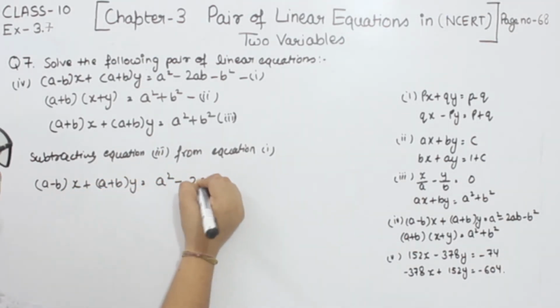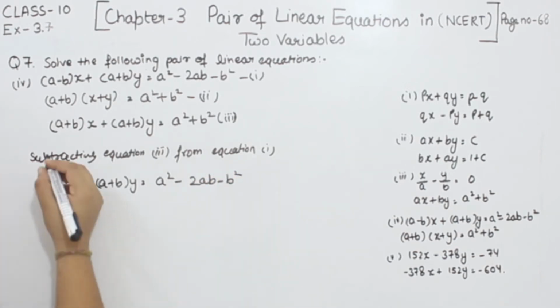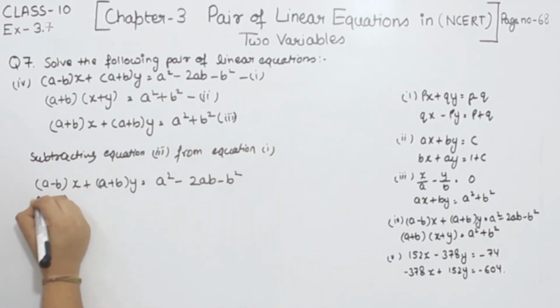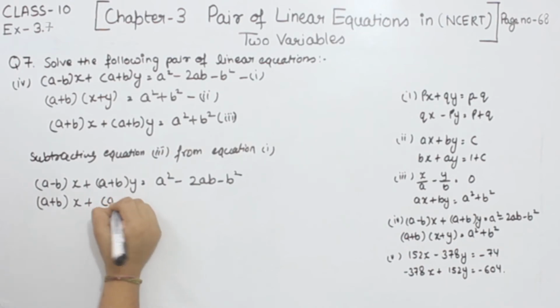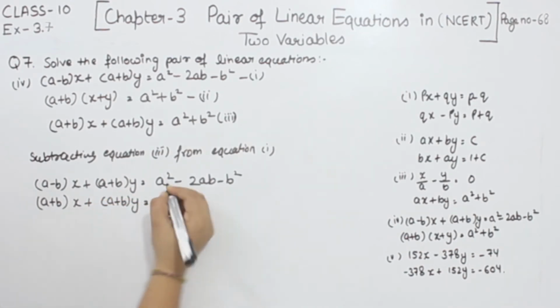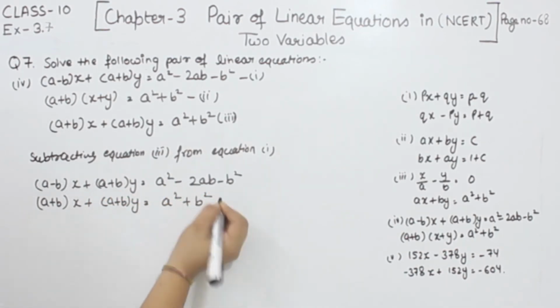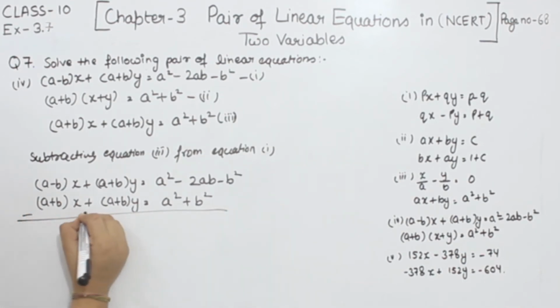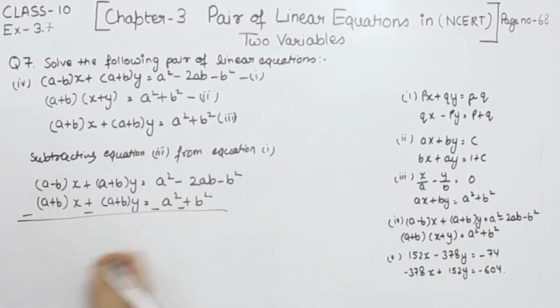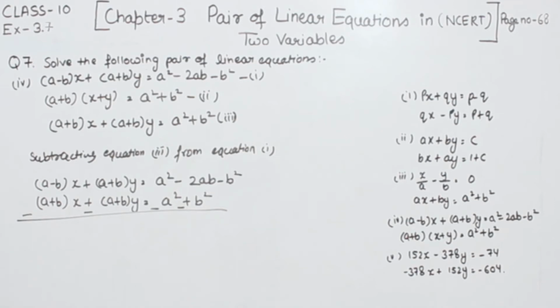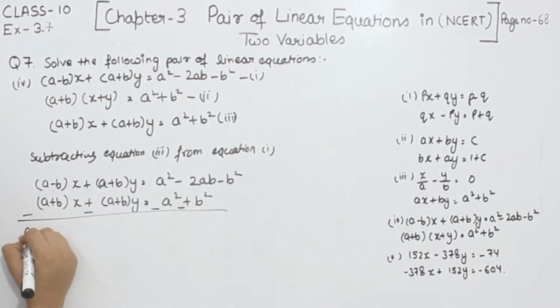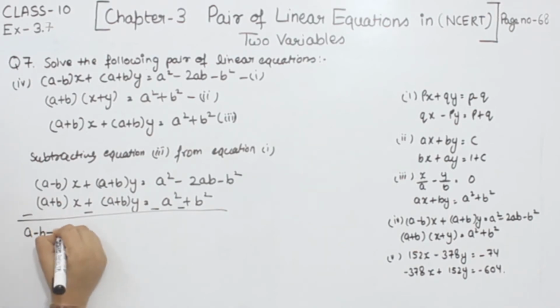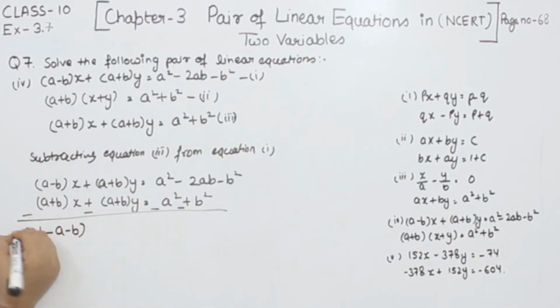Equation number 1 we have is (a minus b)x plus (a plus b)y is equal to a square minus 2ab minus b square. Here we have (a plus b)x plus (a plus b)y, which is equal to a square plus b square. Now we have to change the signs here. First of all we are going to solve this one. I'm going to write a minus b minus a minus b, and outside the bracket we have x.